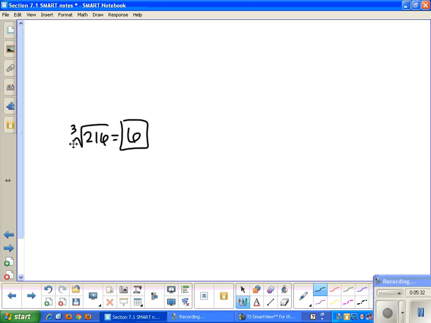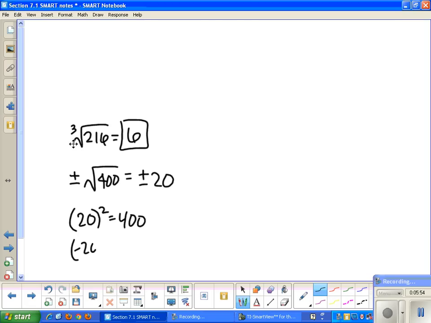For the next one, it says find all the real square roots of 400. The key words are find all the real square roots of 400, so that would be plus or minus. I'm going to have two answers in this case, the square root of 400, which is equal to plus or minus 20. And the way I can look at that is because I know that 20 squared is equal to 400, and also negative 20 squared is equal to 400. So that's why both the plus or minus are needed for our answer when it's an even index.